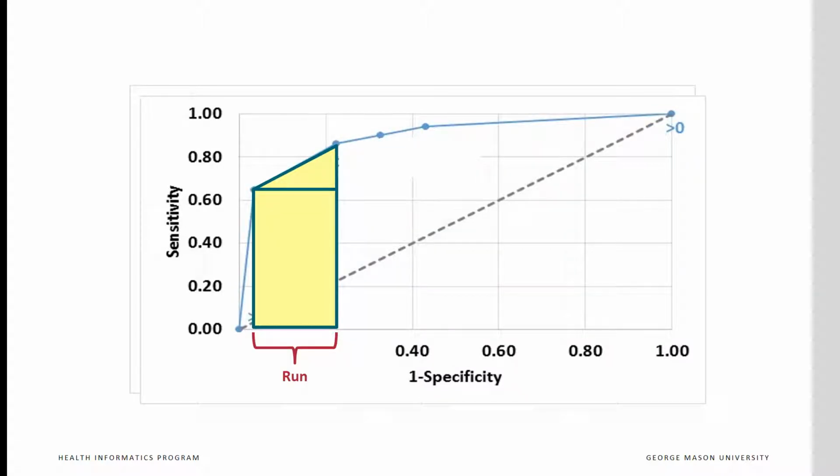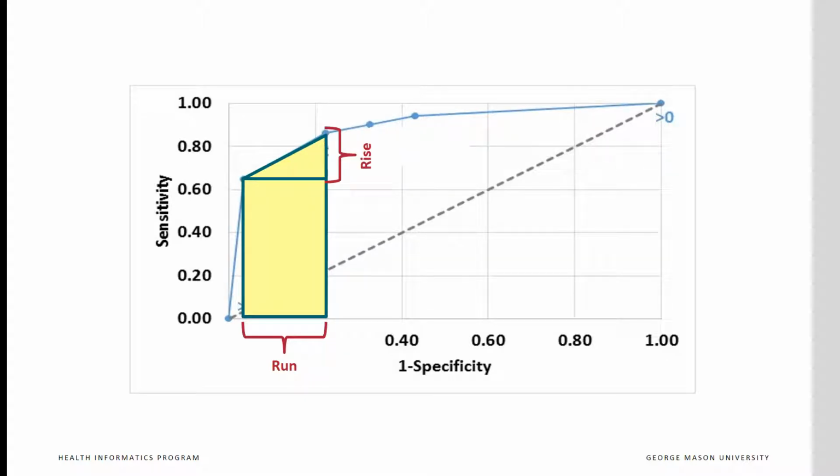Let us look at one of these trapezoids. The base of the trapezoid is the x-axis. The length of the base is the difference of the values of the 2 points on the x-axis and is referred to as run. The height of the trapezoid is uneven and corresponds to the height of each point on the y-axis. The difference in the 2 heights is referred to as rise.